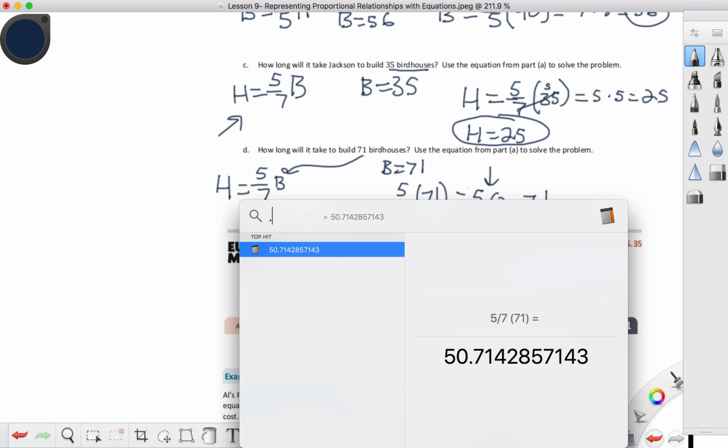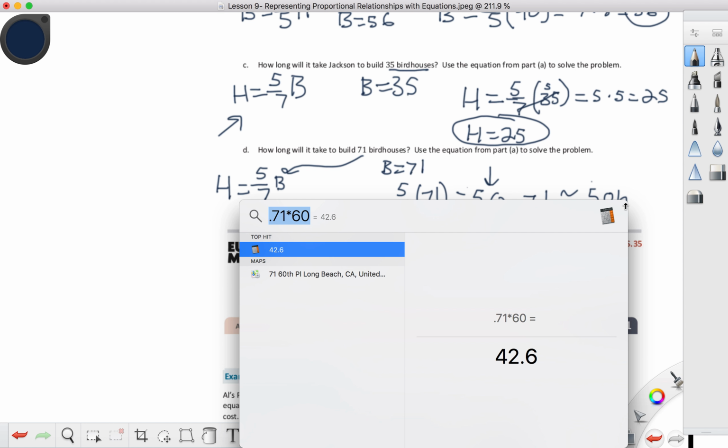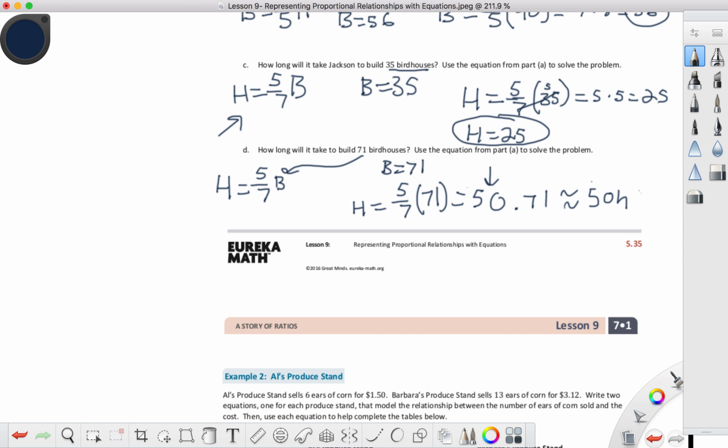So let's actually figure out what that is. 0.71 times 60 is 42.6 minutes. So we're going to round up and say approximately 50 hours and 43 minutes. So this symbol here, it's like an equal sign, but it's squiggly. That means approximate. You can see the symbol above the whiteboard in my classroom. So it takes him approximately 50 hours and 43 minutes to build 71 birdhouses.